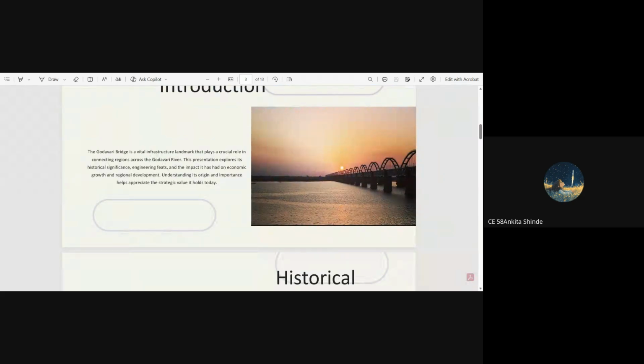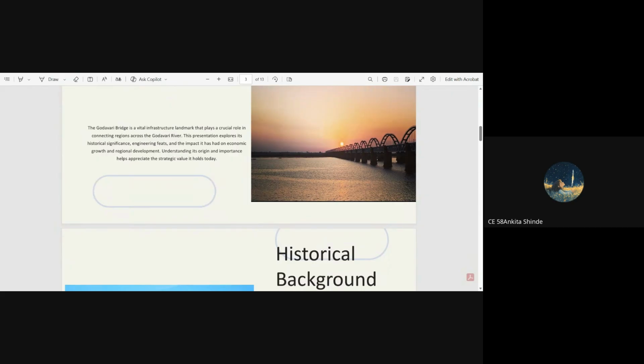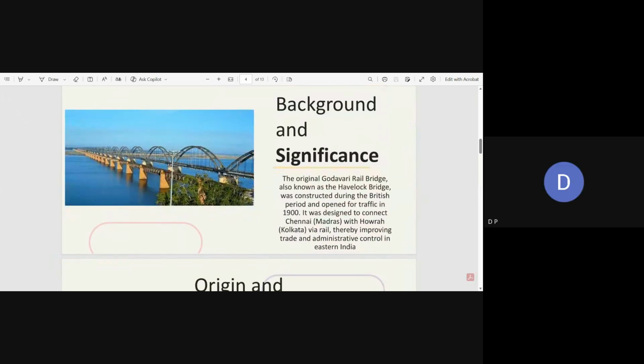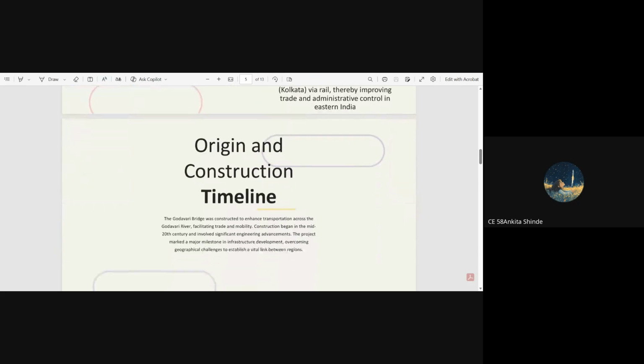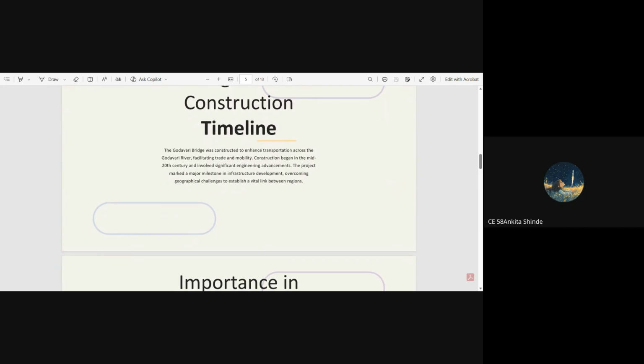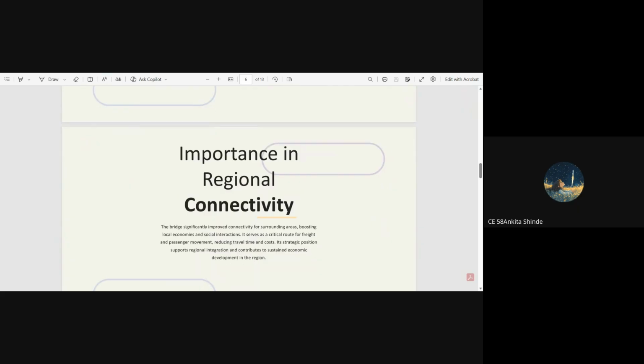Introduction. The Godavari Bridge is an important bridge built across the Godavari River. It helps in transportation and connects different regions. Historical background: the original bridge was called the Havelock Bridge. It was built during the British period and opened in 1900. Talking about its construction, the bridge was built to improve transportation across the river. Engineers used advanced techniques to overcome challenges like strong water flow.